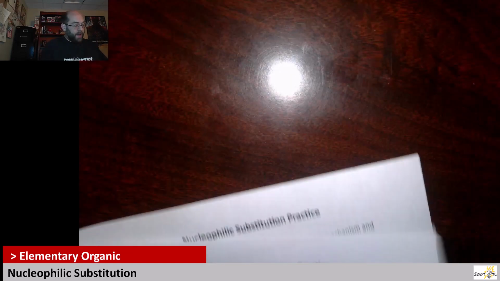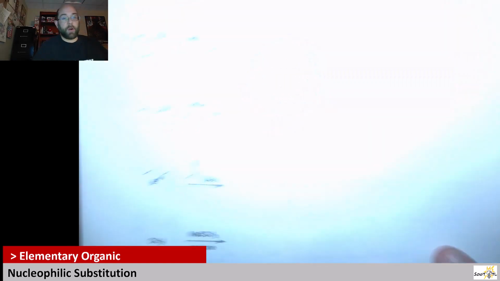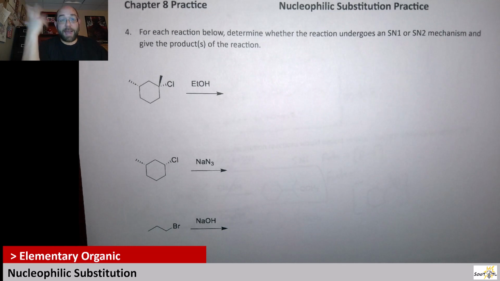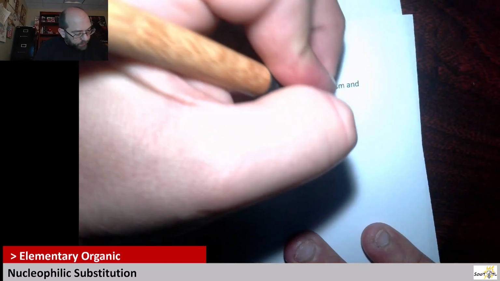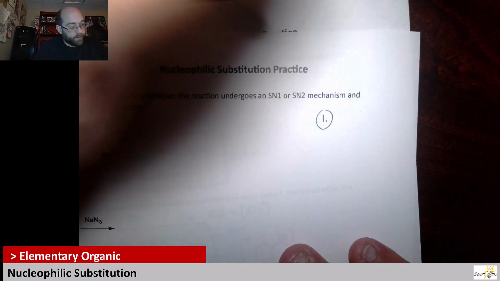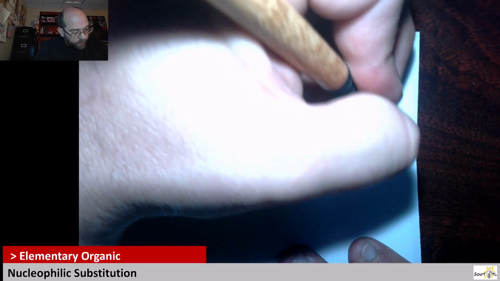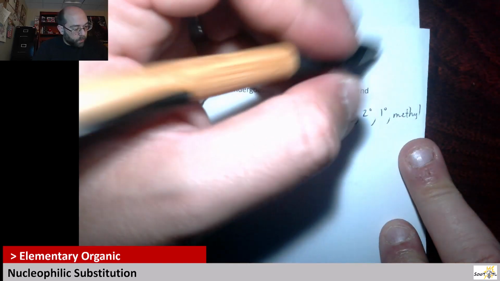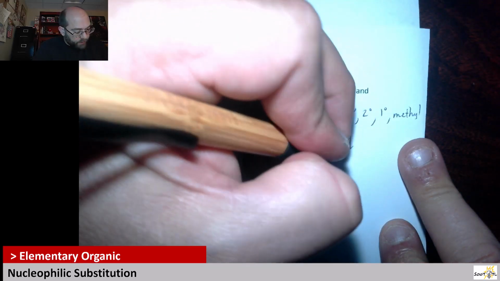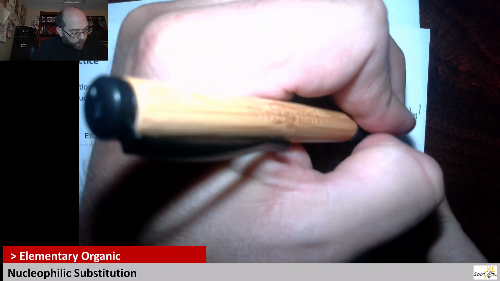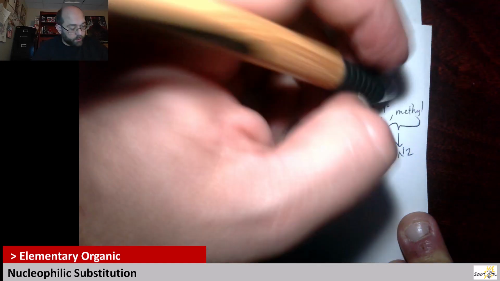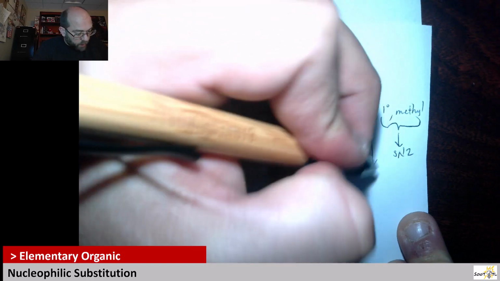Okay, next up we have some actual give me the products of these reactions. So this will require that we look at these things from, first, we're going to give an order of operations. First, determine what type of substrate you have. Is it tertiary? Is it secondary? Is it primary? Or is it methyl? From there, what does this tell us? In step 2, tertiary is going to be SN1, and then your primary and methyl are going to be SN2. For secondary, it's going to require a little extra. So I'm just going to circle this and put extra.